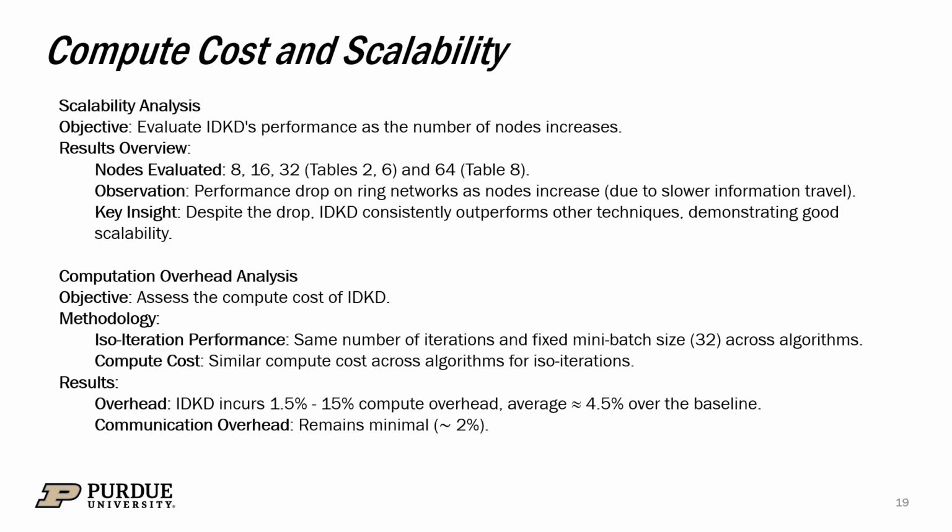We also evaluated IDKD's compute overhead, and we see that IDKD incurs about 1.5% to 15% compute overhead compared to the baseline algorithm. On average, it's about 4.5%.